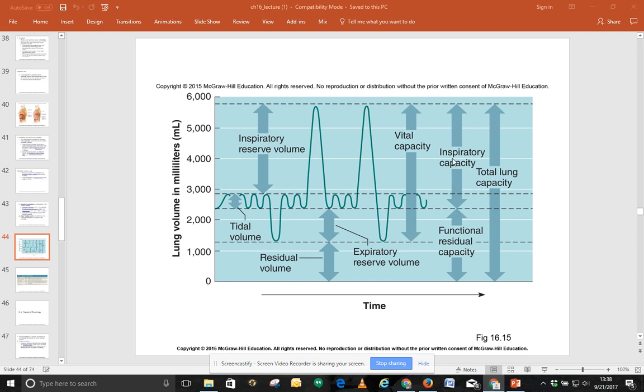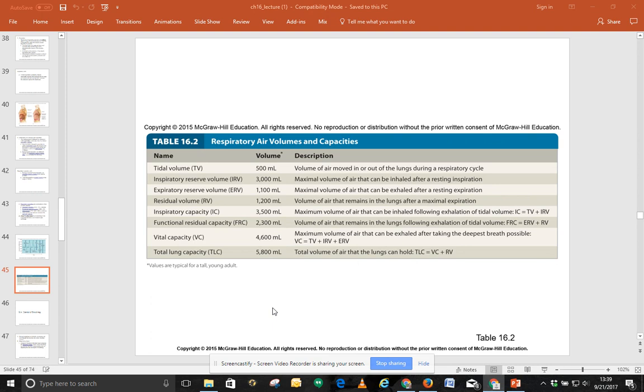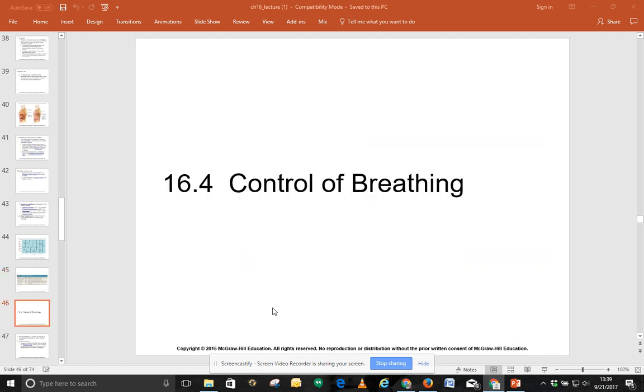Inspiratory capacity just takes that inspiratory volume plus tidal volume. Total lung capacity is total. If you know all the volumes, it's going to take in anything from inspiratory reserve to expiratory reserve to residual volume, which we will get into functional residual capacity later. And then there's just a chart from your book to describe what we just talked about.